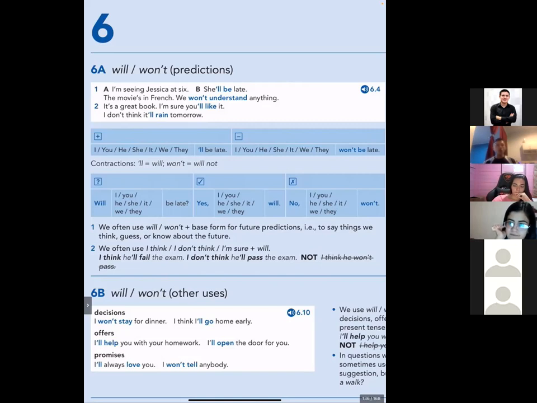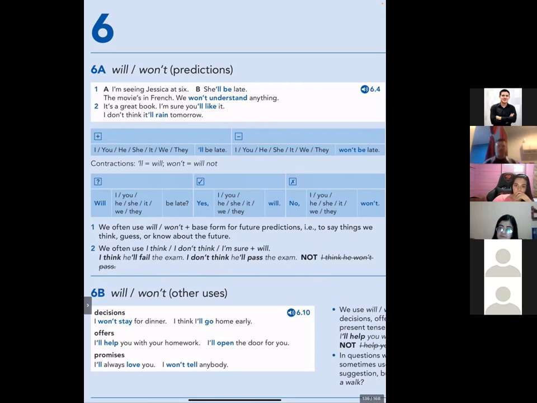Then we also have won't, which is pretty much the same as will, but negative. So whenever you want to say the opposite of something positive, you use won't. For example, like in number 1.2, I guess, the movie is in French. We won't understand it. Again, it's a prediction saying that we will not be able to understand anything.